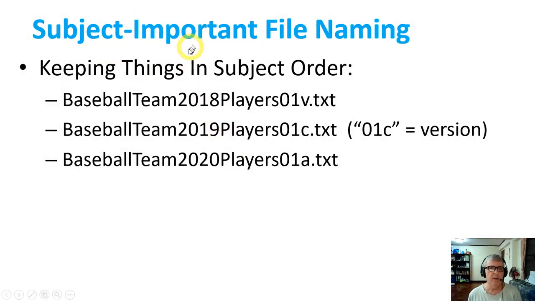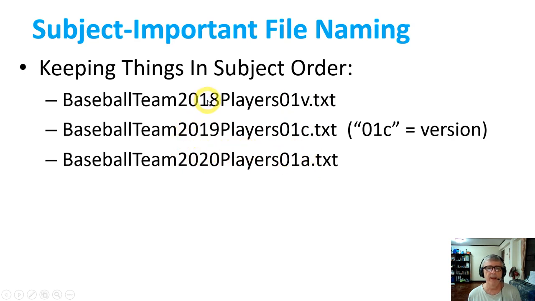Some more subject important file naming, keeping things in subject order. So baseball team for 2018, the players list. Baseball team 2019 players, and you can see where we changed the version. Here we had a lot of versions under 2018, and here we only have 3 versions for 2019. And then for next year, we're just starting out. We still have our first original version.